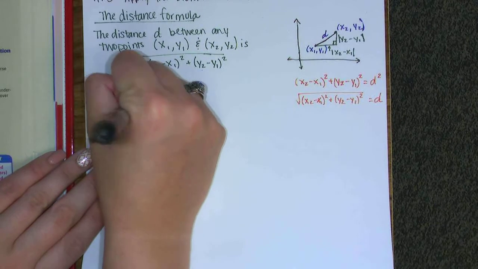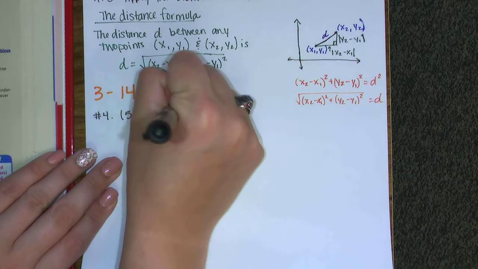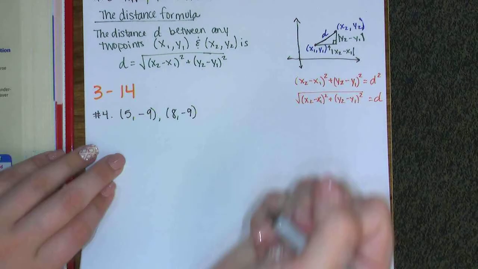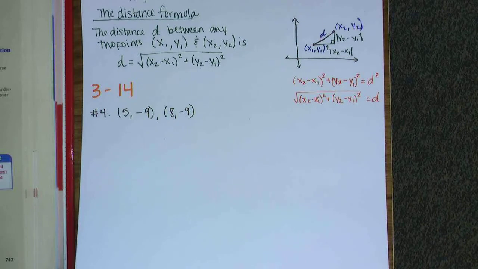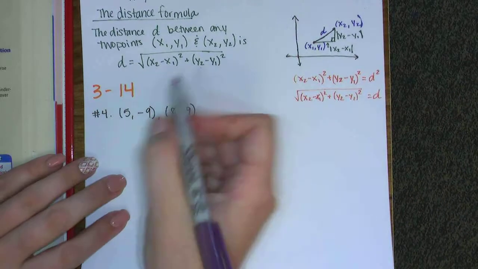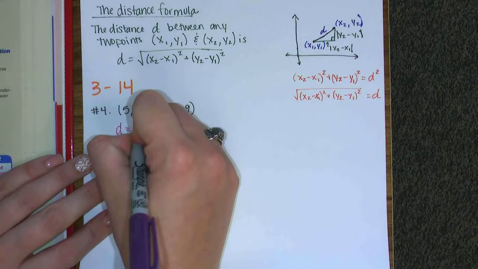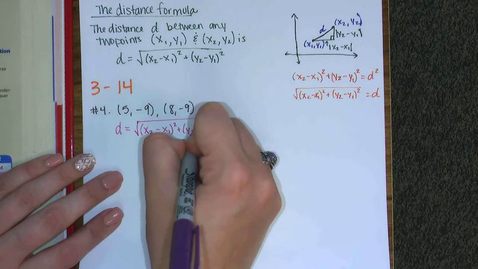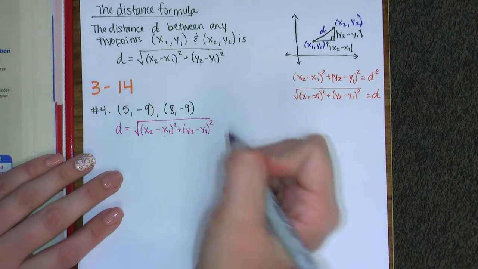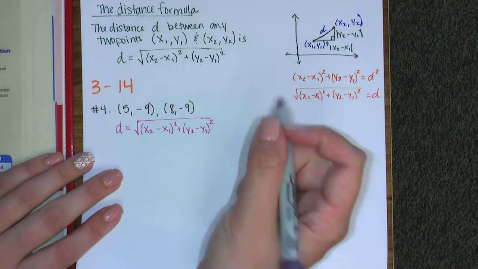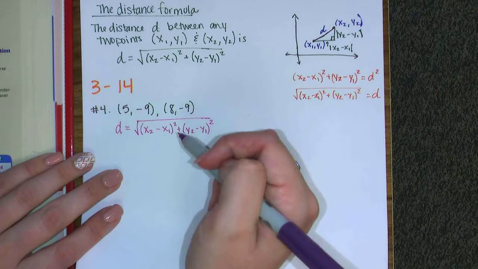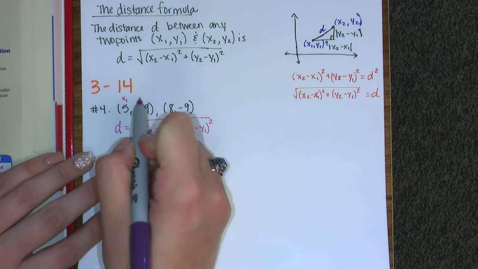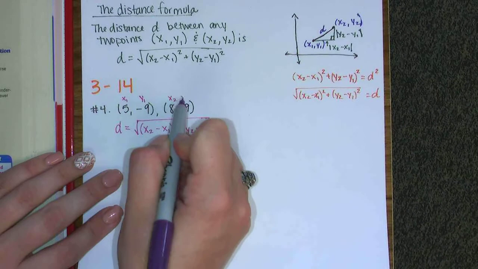Problem 4, we have the 5, -9, and 8, -9. Okay. So the first thing I want to do, and I want you guys to do this step, okay, I need to see this step, is that you actually write the formula just as is, okay, so you get in the habit of it. D is equal to the square root of x2 minus x1 squared plus y2 minus y1 squared. And I don't need to draw this triangle with these, okay, because I'm just plugging in numbers. So for right now, this is x1, this is y1, this is x2, this is y2.